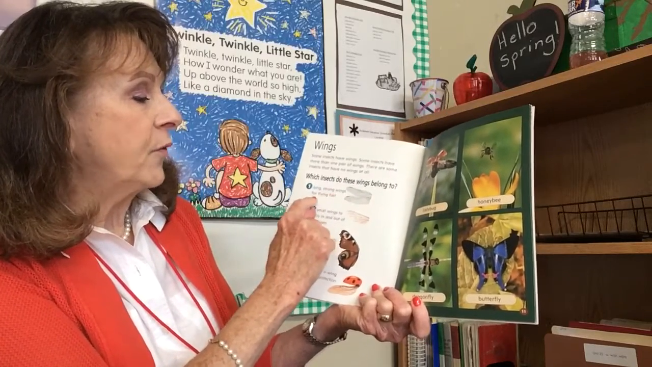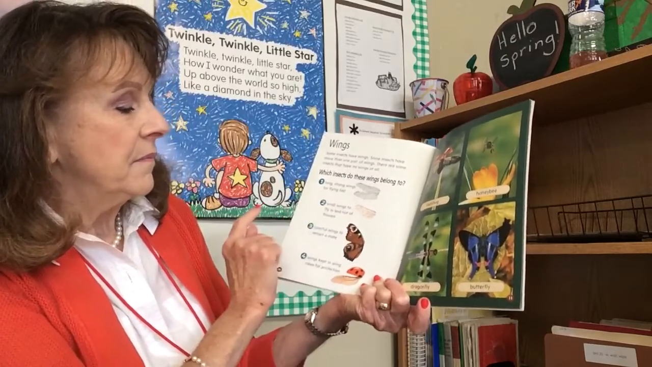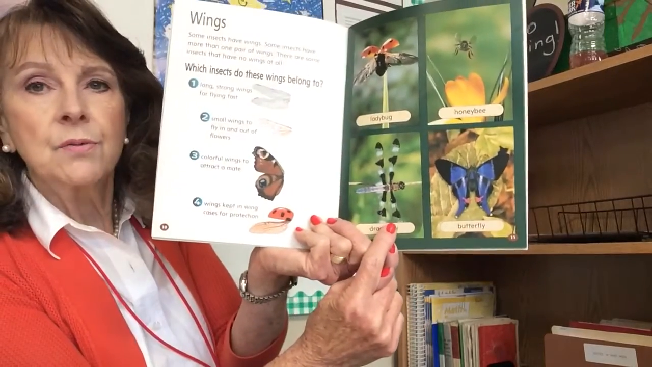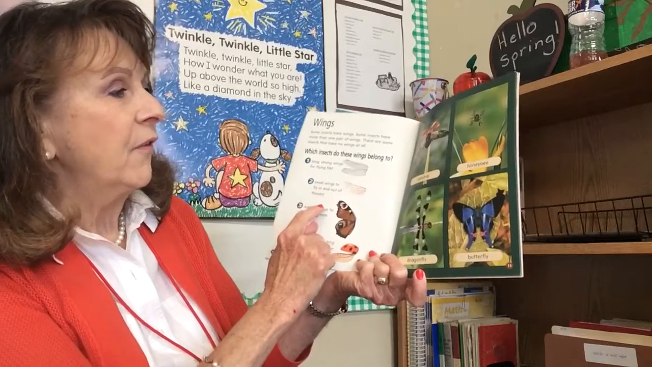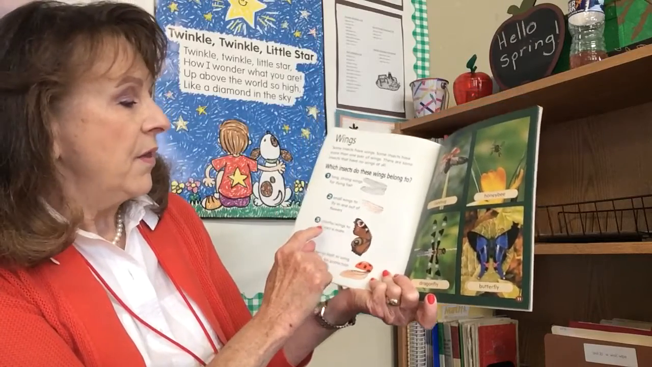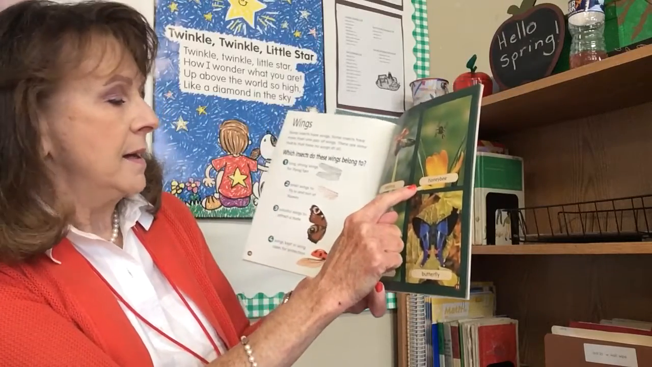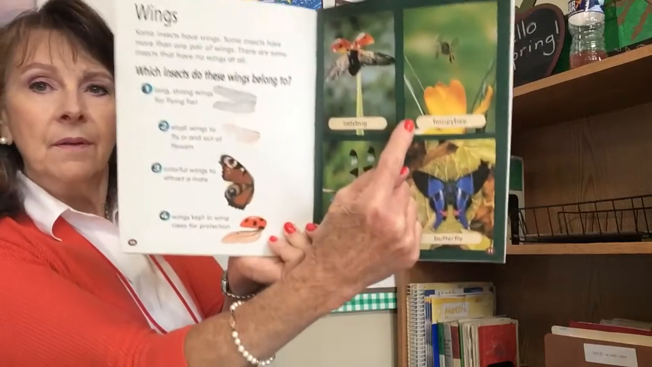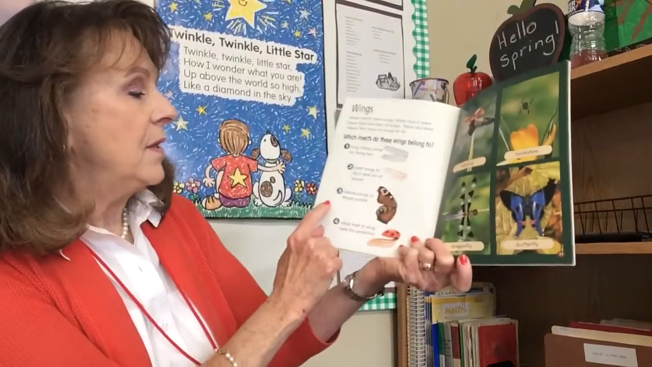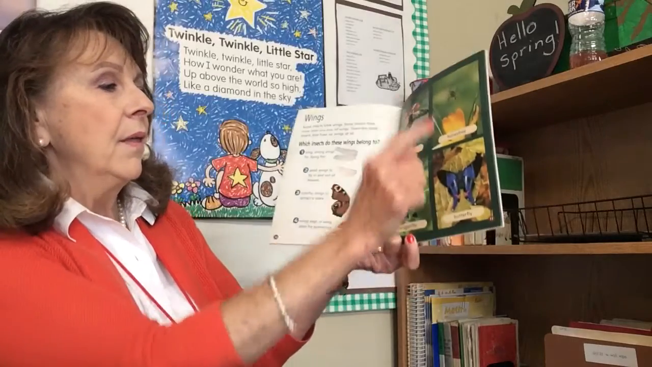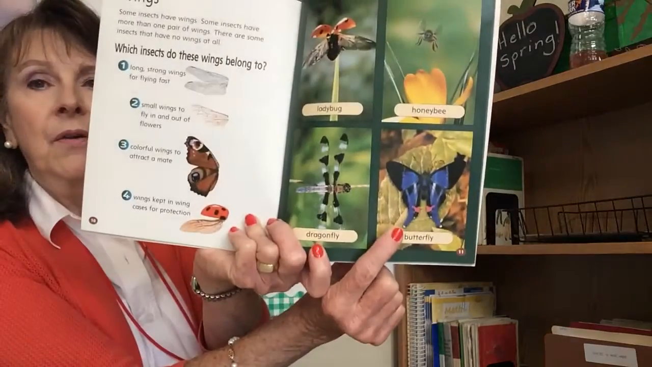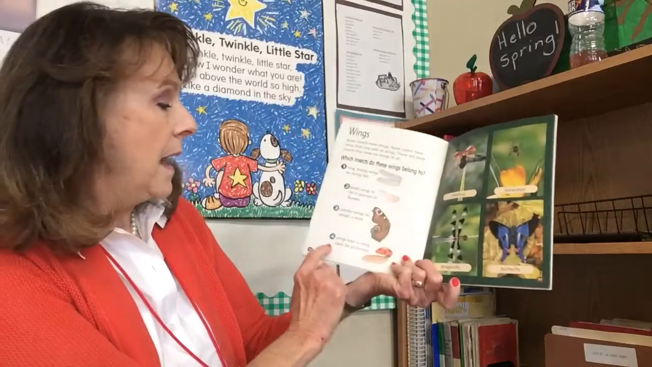Long, strong wings for flying fast. That looks like the dragonfly. And then small wings to fly in and out of flowers. That looks like the honeybee, I believe. Honeybee. And then colorful wings to attract a mate. That is a butterfly.